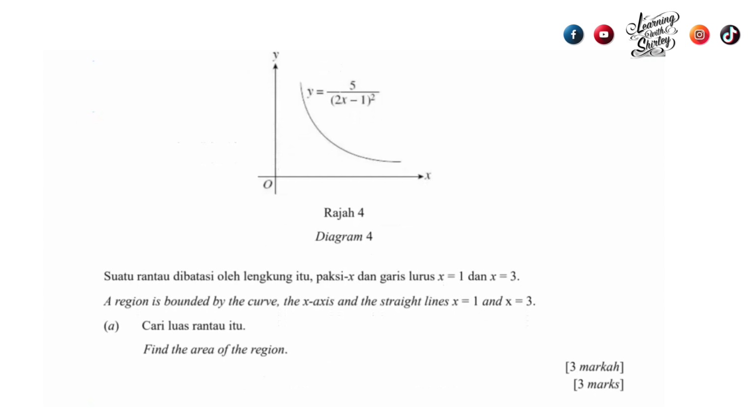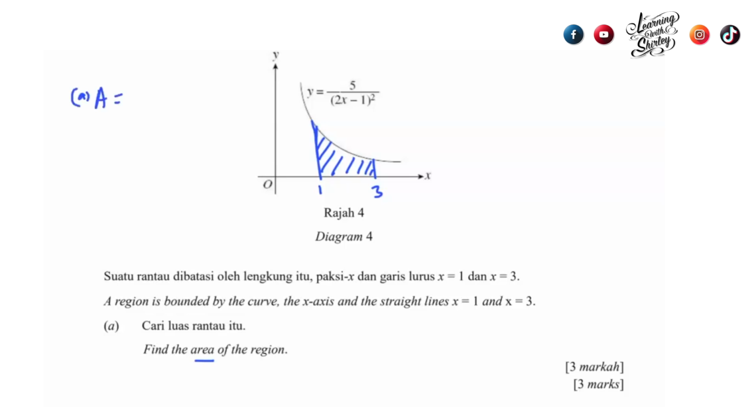A region is bounded by the curve, the x-axis and the straight lines x equals 1 and x equals 3. So let's say x equals 1 is this line, and this is 3. They ask you to find the area of the region, which means we have to find this shaded region. In order to find this area, we have to use integration. I'm going to show my working over here, the working for A.